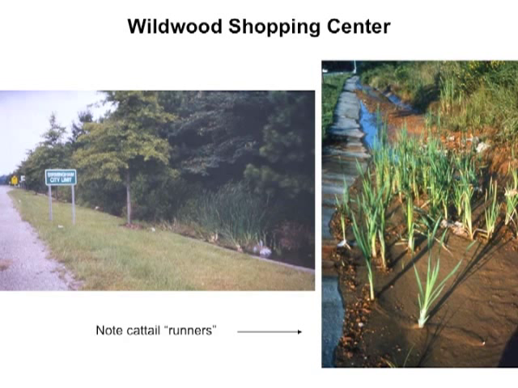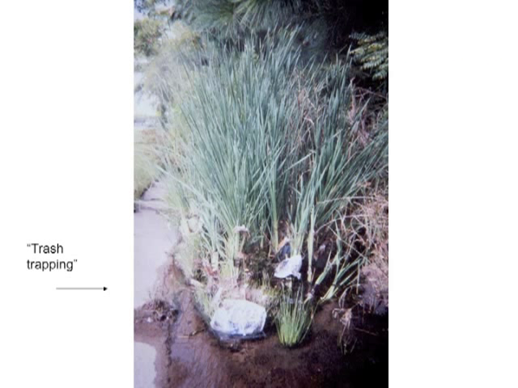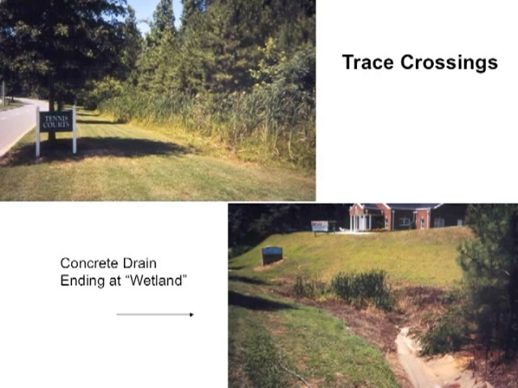And this shows how they propagate. In addition to seeds, they'll stick out a runner, new plant, runner, new plant. And then this is that same spot showing the trash trapping that wetland plants can do as the water goes through. Trace Crossings, subdivision in Birmingham, cattails taking up in the ditches here next to the roads, and some of the concrete drains off the roads actually end in a little constructed wetland there, cleaning it. The Birmingham Shuttlesworth Airport, western end of the runway, of course hydrocarbons, whatever's on a runway washes off, and here are wetland plants that are cleaning that right next to the runway.